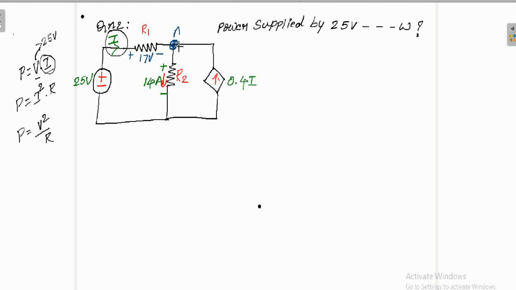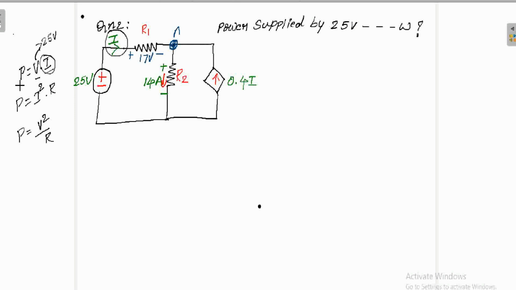In solving any circuit, just don't jump to calculation. Just don't try to solve the circuit first. First observe the circuit, what they have given and what we have to find. In this we have to find the power supplied by 25 volts. For that we need to have a power equation. How to find the power?